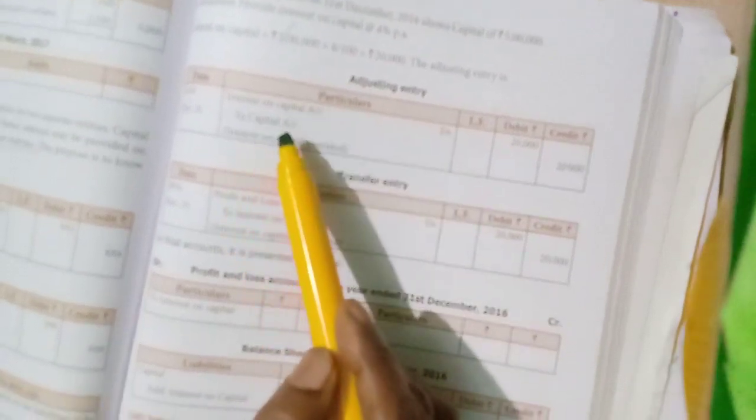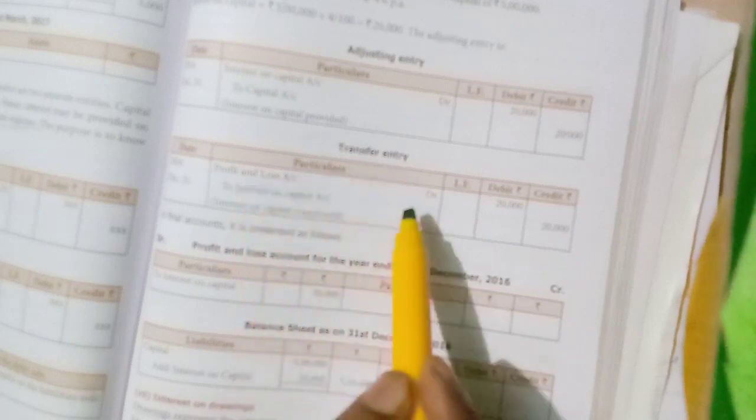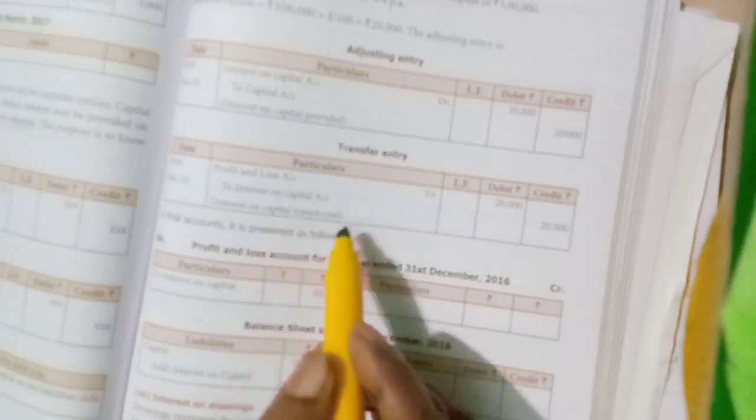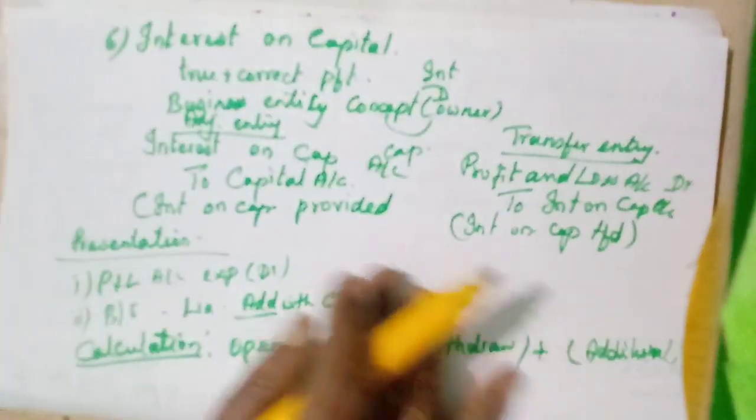Now the adjusting entry: interest on capital account debtor to capital. Then, interest on capital provided, we have calculated 20,000, that you write. Then the transfer entry: profit and loss account debtor to interest on capital account, interest on capital transferred. Then presentation: profit and loss account, interest on capital. Then in the balance sheet, capital, add interest on capital. Okay, understood? Shall we learn the next adjustment?